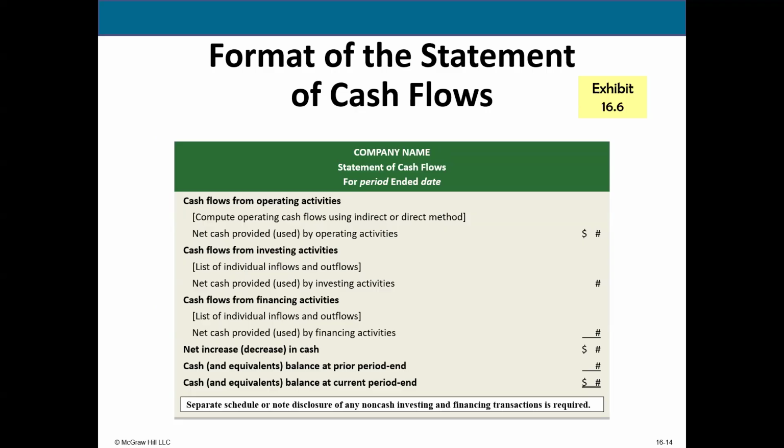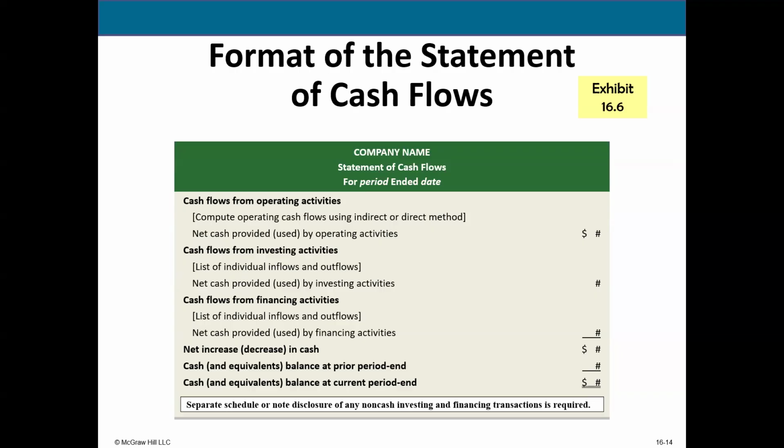For each of these areas, we get the net cash flow. So the cash that came in for operating activities minus the cash that went out for operating activities equals the net cash flow for operating activities. I do the same thing for investing and financing. Cash that came in minus the cash that went out for investing activities is the net cash flow for investing activities. Cash that came in minus the cash that went out for financing activities is the net cash flow for financing activities. You see? Now we add or subtract them all up to get the net change in cash.